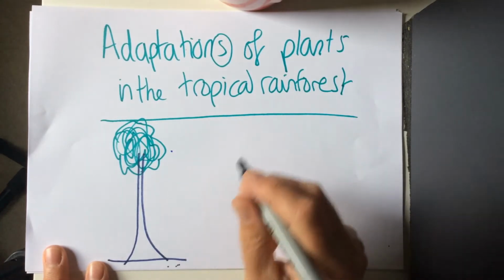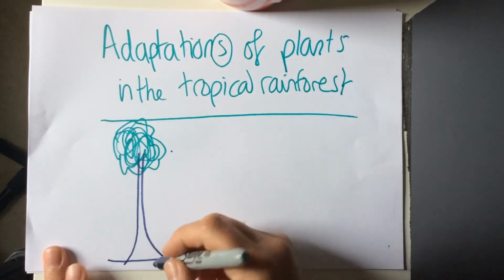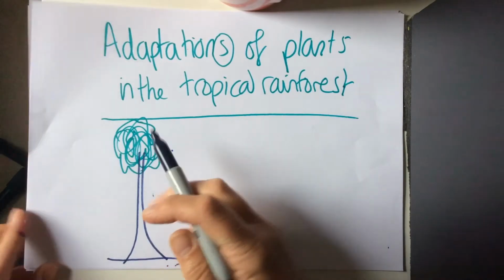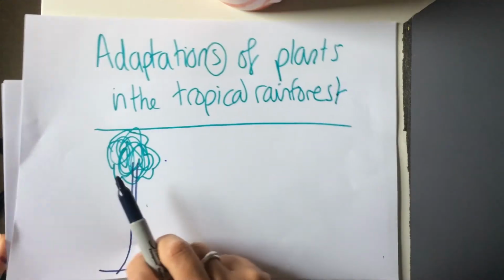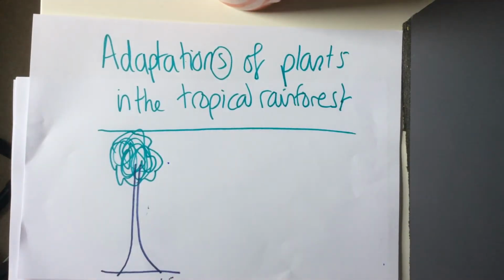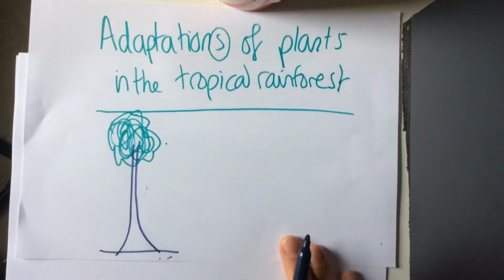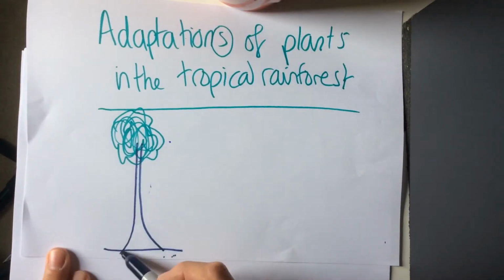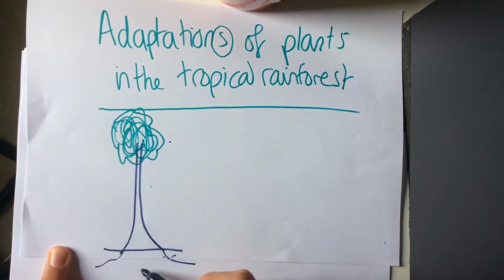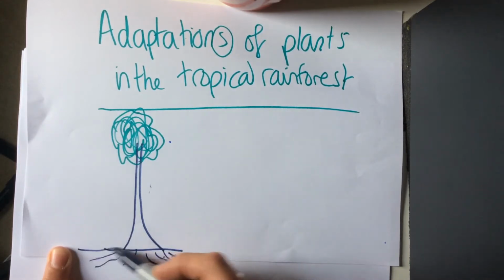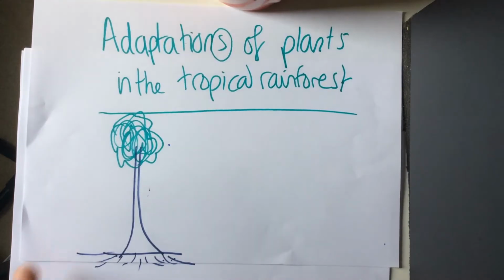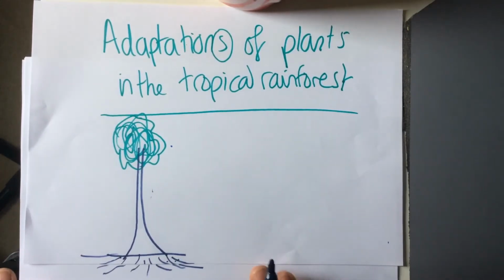Okay, so the answer is that the soil doesn't have many nutrients in it, not least because everything's growing so quickly, they scoop up all the nutrients through their roots. So there's no point in this tree having very long roots that go right down under the ground. So the roots aren't particularly deep because there aren't nutrients there.